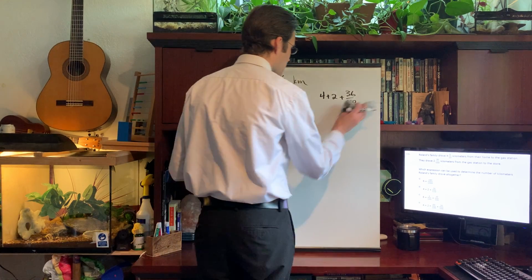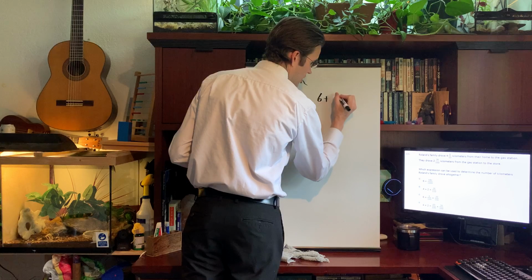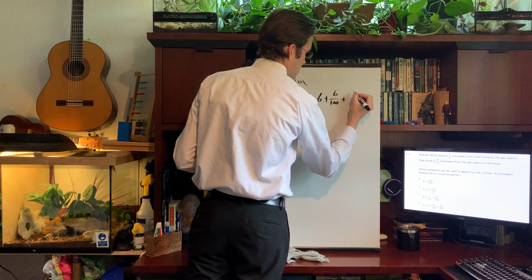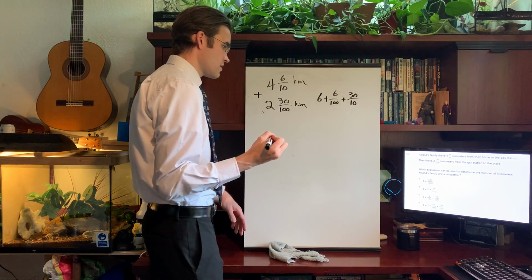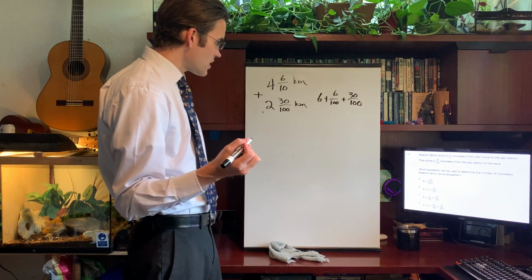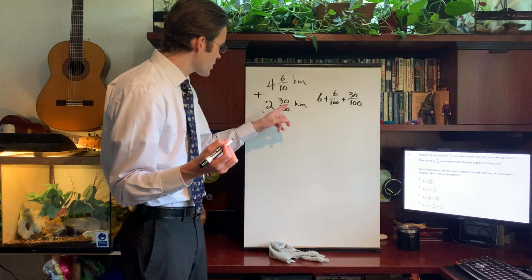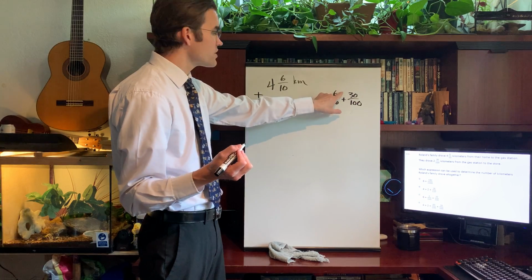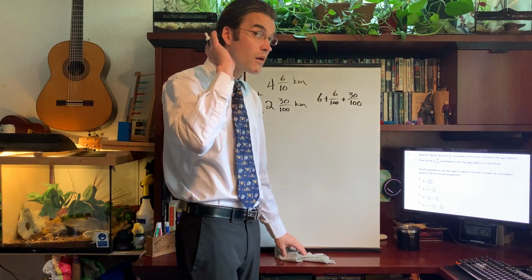That's totally wrong. Okay. What about 6 plus 6 over 100 plus 30 over 10? Or no, wait, 30 over 100. Let's see. Does that work? They changed the denominator to 100, but they didn't change the numerator. So that doesn't work, because whatever you do to the bottom, you do to the top.